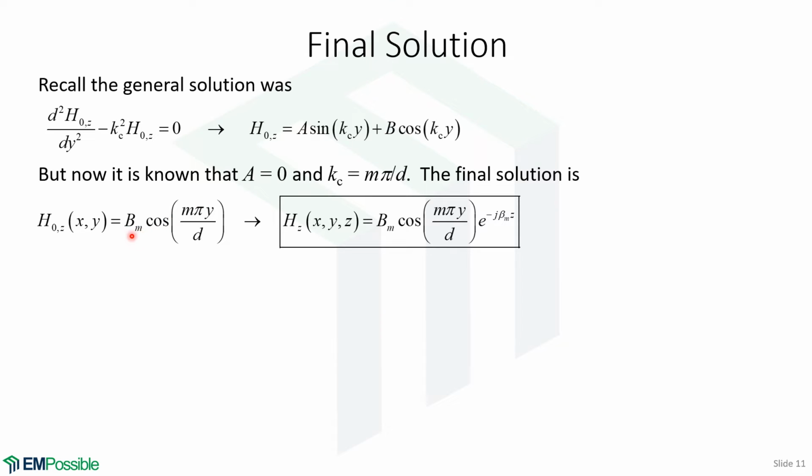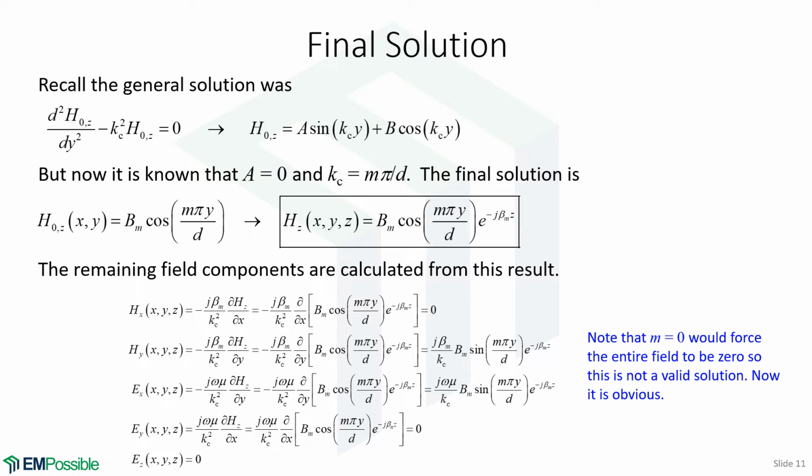And B just becomes the amplitude of the mth mode. And so for our final solution, we tack on the e to the minus j beta z. And here is our final solution for the magnetic field. Now, from that, we can substitute this expression back into our equations to calculate all of the other field components. So here is the total solution for the TE modes in a parallel plate waveguide.